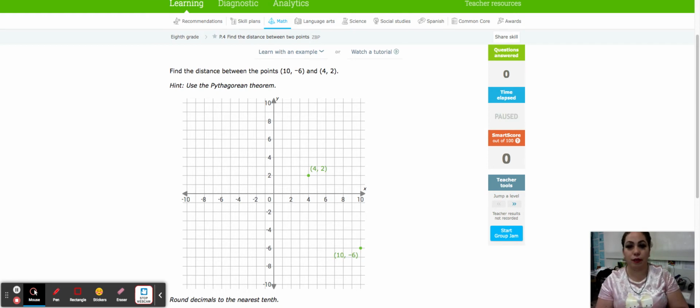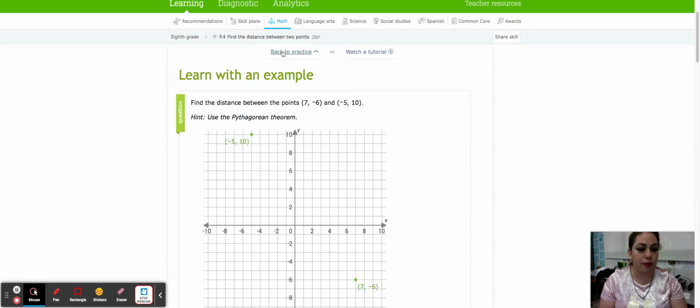P4, find the distance between 2 points. On the first one, it says find the distance between 10 and -6 and 4 and 2. Hint, use the Pythagorean theorem. All right. So first things first, we're going to learn with the example if you don't know how to do this.